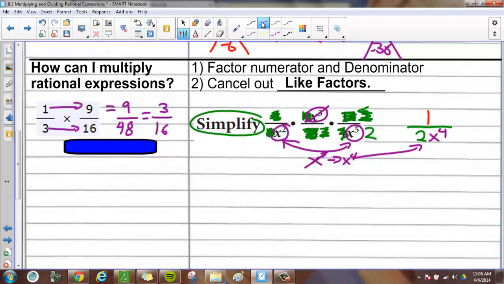And that's how you simplify something like this. Here's your solution to that one. Hopefully I didn't make a mistake there. Okay? Now let's move down to a little bit more difficult problem.